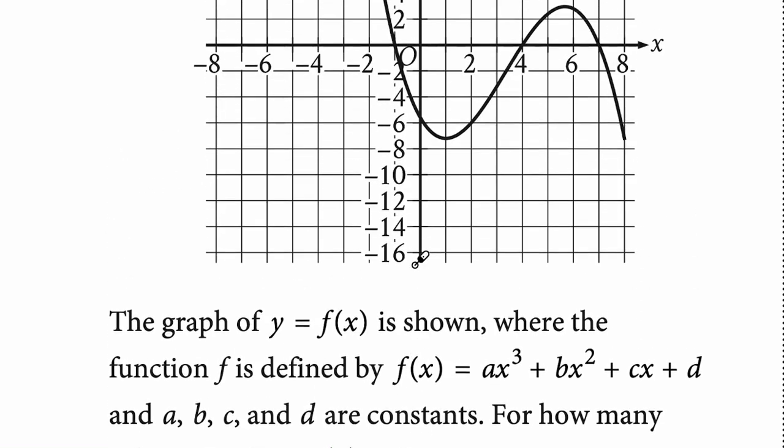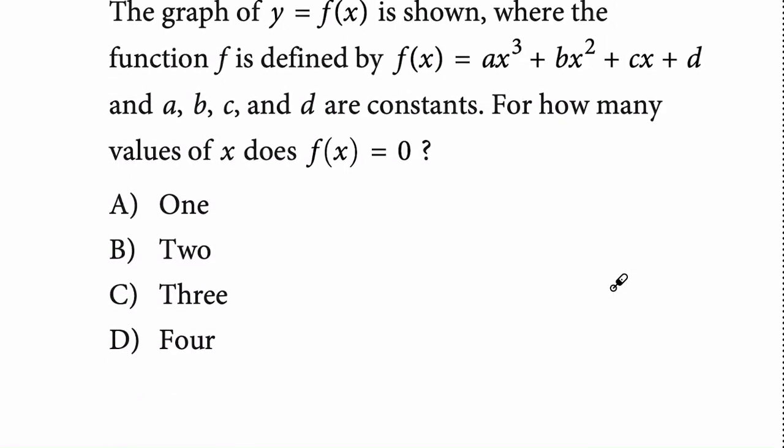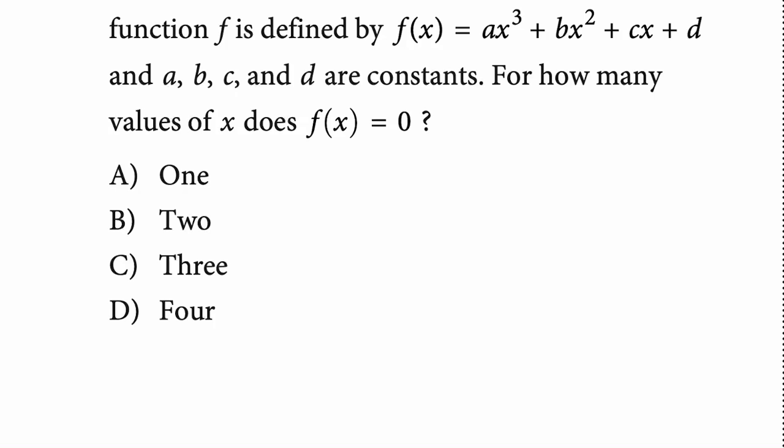So that means we have to go back to the graph and check at how many points it is cutting or crossing the x-axis. f(x) is equal to 0 means the points at which y is equal to 0. So this is the first point, this is the second point, and this is the third point, right? So our right option is C. That means 3 points.